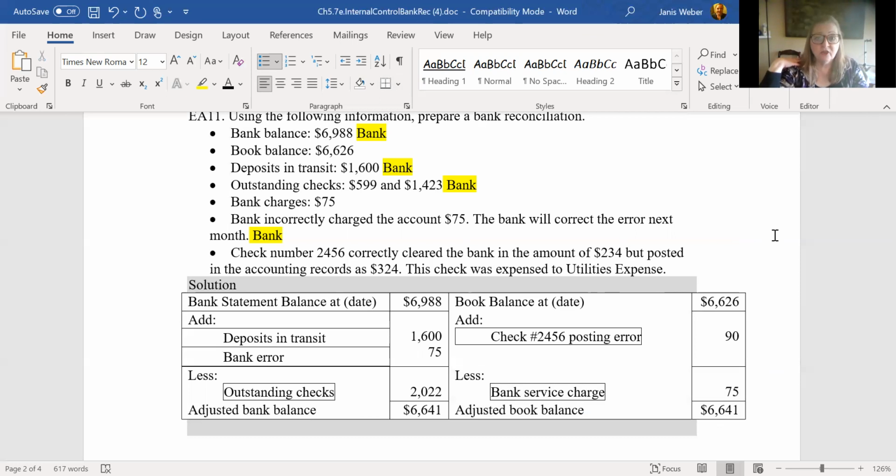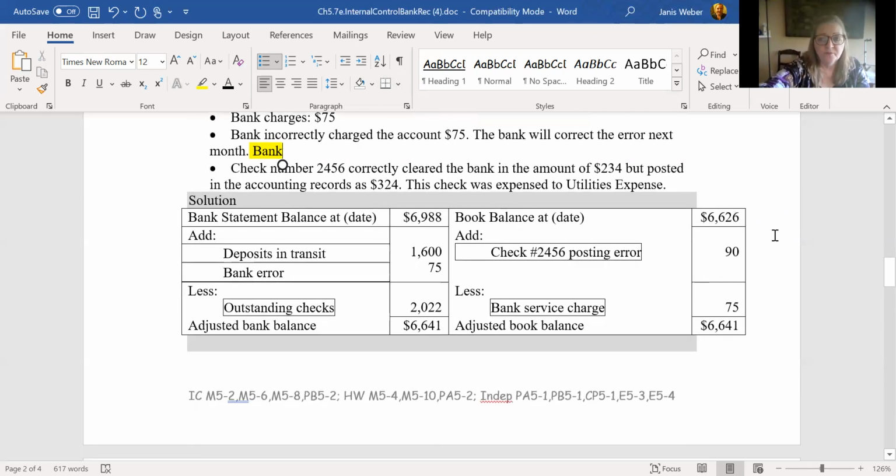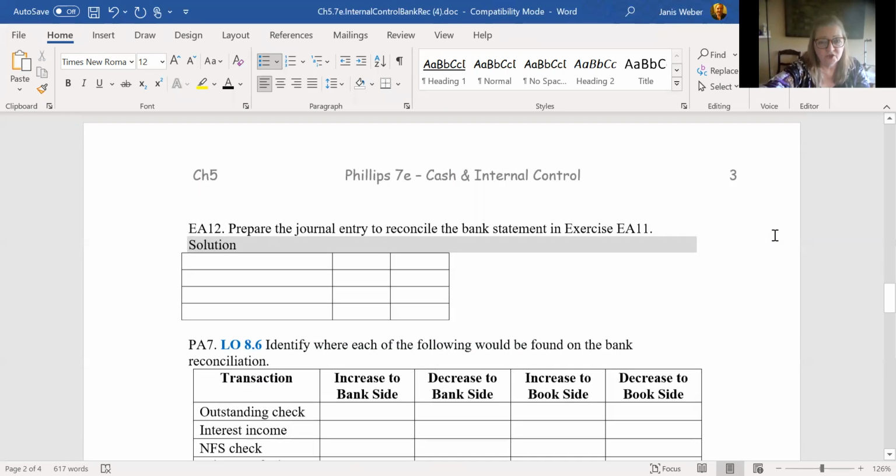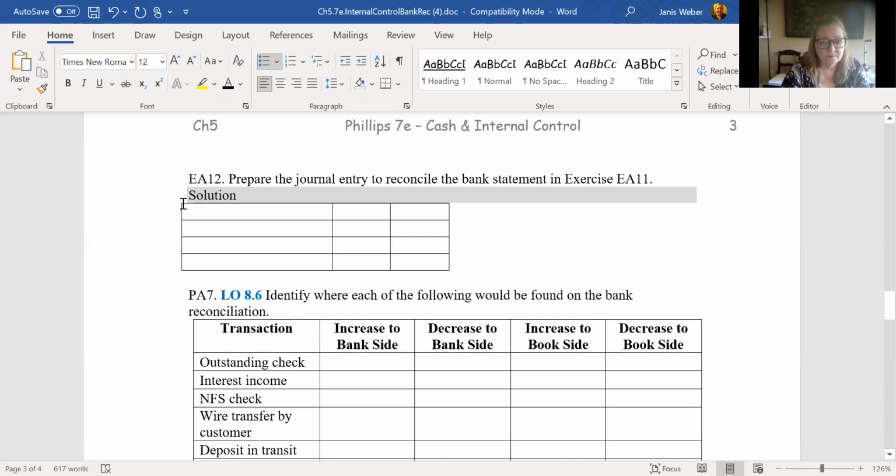So we pat ourselves on the back and say, yes, got it. So now we know the next step is we have to make a journal entry for this error in the check. And then we have to make a journal entry for the bank service charge. That's what we're doing now.